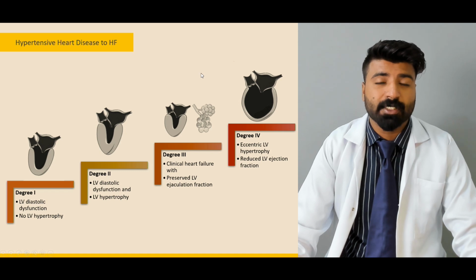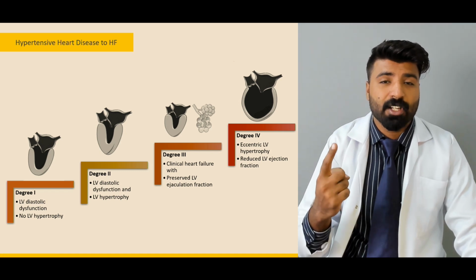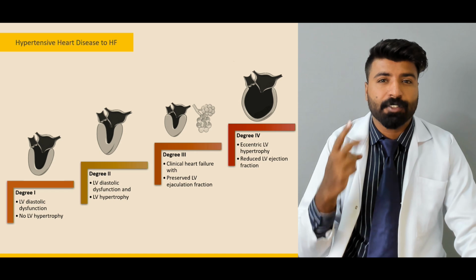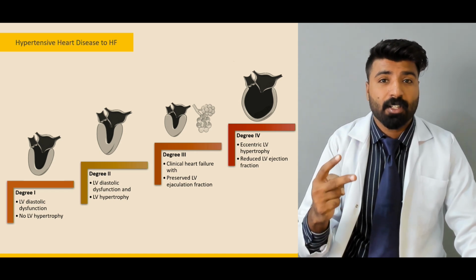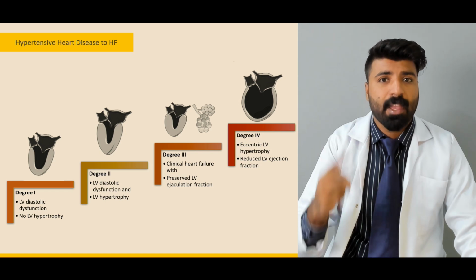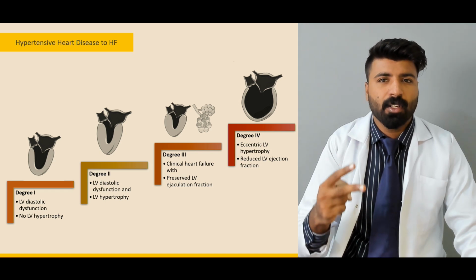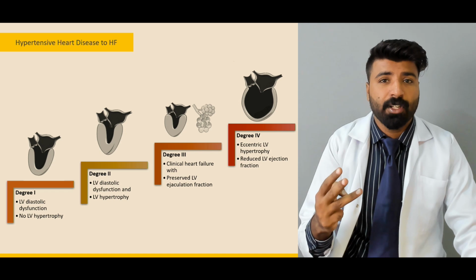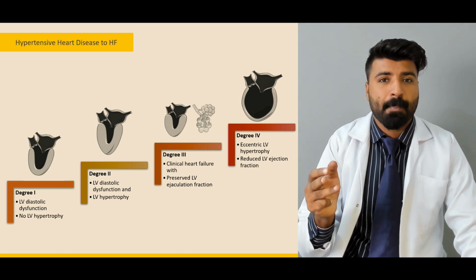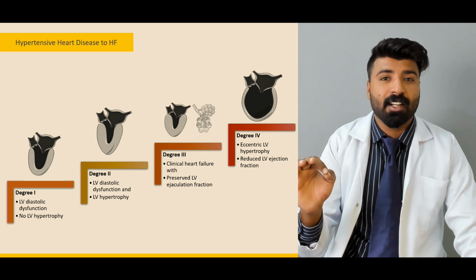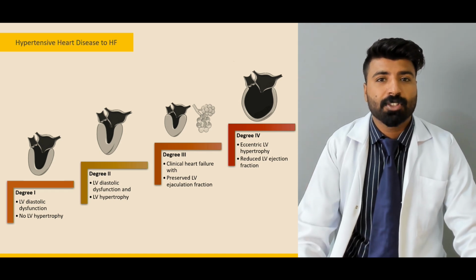What were these four stages? First, diastolic dysfunction, no left ventricular hypertrophy. Second, both are there: left ventricular diastolic dysfunction and along with it, left ventricular hypertrophy. Number three, clinical heart failure is there and the left ventricle is going into hypertrophy. Number four, eccentric left ventricular hypertrophy and reduced ejection fraction.